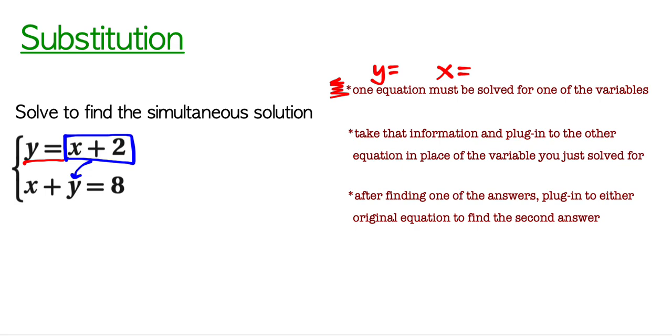Red, blue, green, black. Okay, I guess I have a missing step. Step in between is green. Green is the new equation. So this now says x plus 2 equals 8. So instead of the y, I put x plus 2. And then the whole reason for that is now we only have one letter instead of 2.